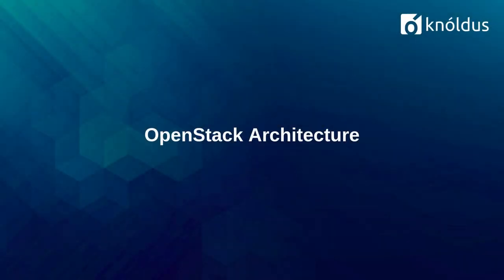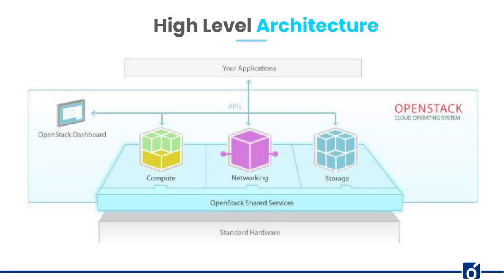So now we pretty much have an idea of what OpenStack is, why we use it, and what the benefits are, and now we need to move deeper. So let's move into the architecture of OpenStack. This is basically a high level architecture of OpenStack. You can see there is bare metal hardware, which is your standard hardware.